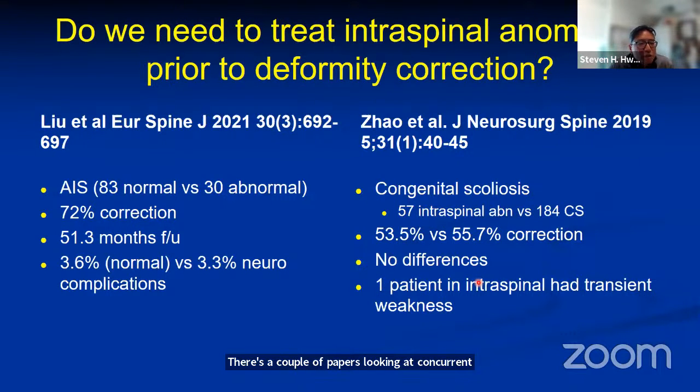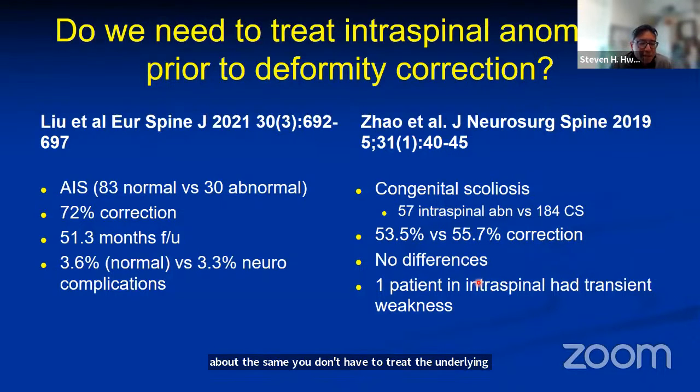Liu et al. published this series a couple of years ago looking at AIS patients, or idiopathic patients, versus patients with abnormal findings on MRI. So there were still idiopathic-like curves, and they overall had about 72% correction, which is pretty good, pretty average. Good follow-up, and overall a pretty comparable complication rate, about 3% neurologic-related issues, but not higher than the AIS population. So the argument was it's about the same. You don't have to treat the underlying problem.